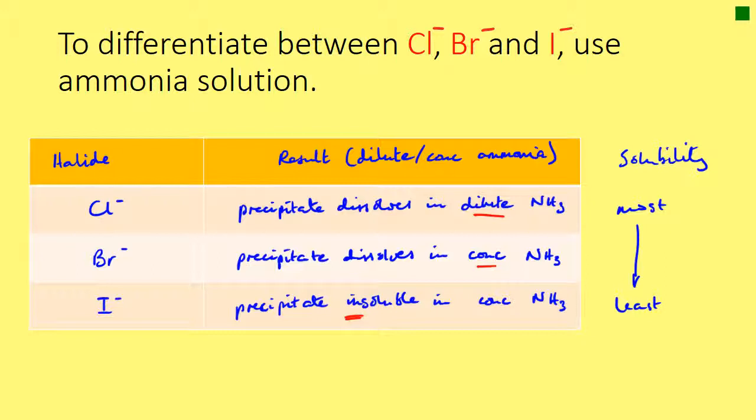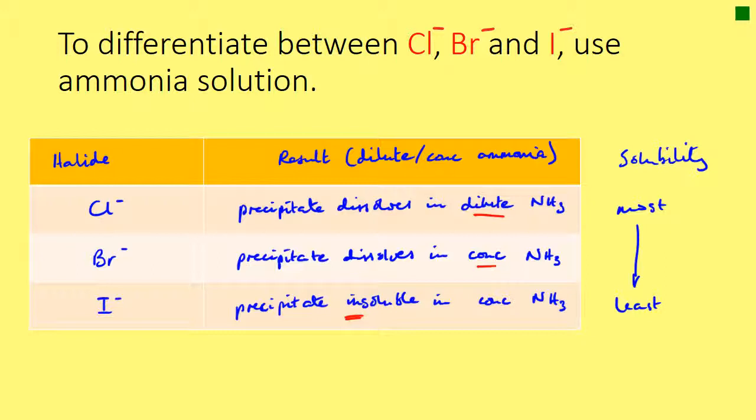So here we can say the precipitate dissolves in concentrated ammonia. And let me underline the key word. So that's dilute and that's concentrated. So now you know which one is your bromide. If it dissolves, it's bromide. But just for completion, let's write this: precipitate insoluble for the iodide.